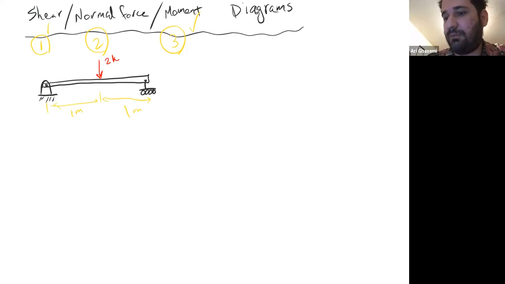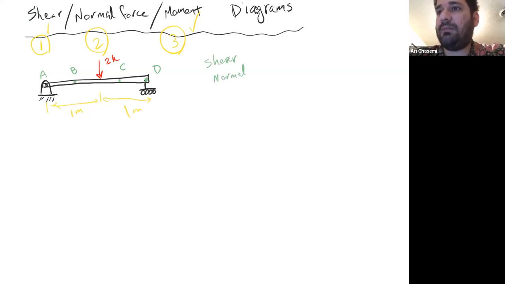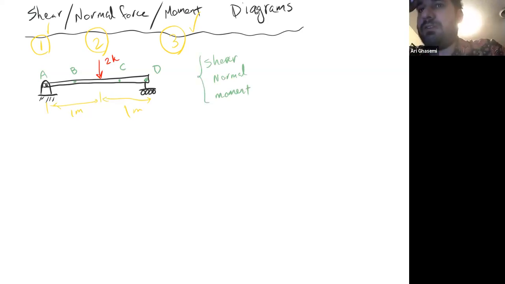Now let's pick some points here, some labels. Let's say this is A. Pick another point here, B. Pick another point here, C. Pick another point here, D. 4 points. Now, the question is, what is the value of these three components: shear force, normal force, and bending moment or internal moment? What are the values of these three components at all points, A, B, C, D?